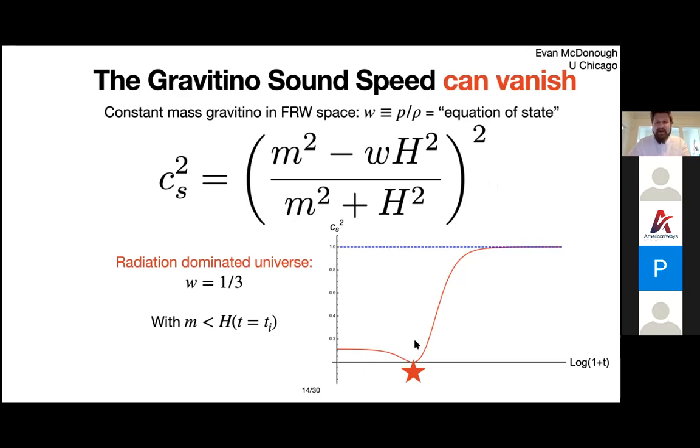But at some finite intermediary time, the sound speed will always touch 0. And these are the minimal assumptions to do this: a constant mass gravitino in a radiation dominated universe.